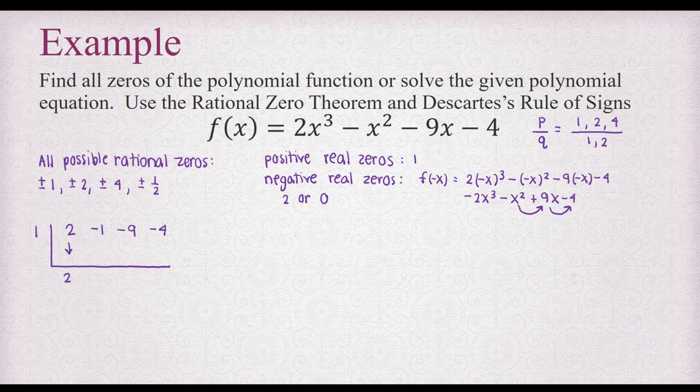Bring down the 2. 2 times 1 is 2. Add that up, I get 1. 1 times 1 is 1. Add that up, I get -8. -8 times 1 is -8. Add that up, we get -12. So unfortunately, 1 doesn't work.